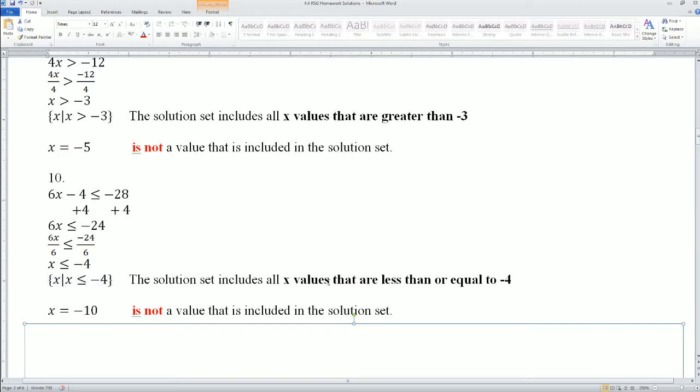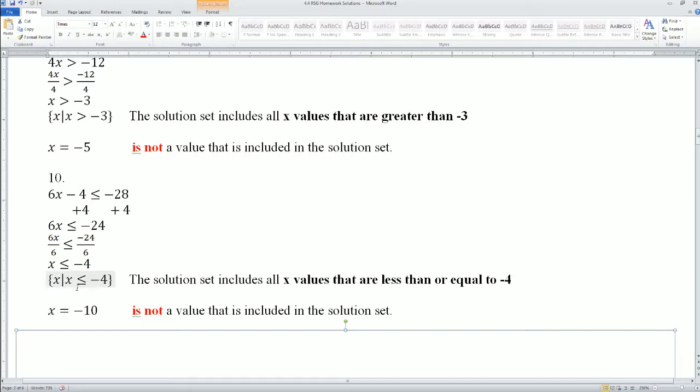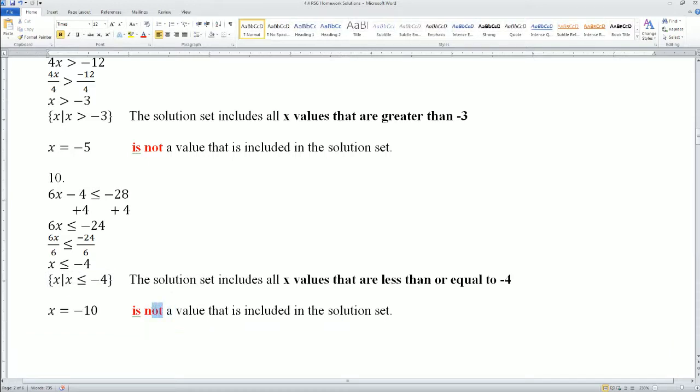Okay? Alright, good. Wait a minute, hold on. The solution is x is less than or equal to negative 4. So this is a valid solution because negative 10 is less than negative 4. Yes, that is a valid solution. Negative 10 is less than negative 4. That is correct.